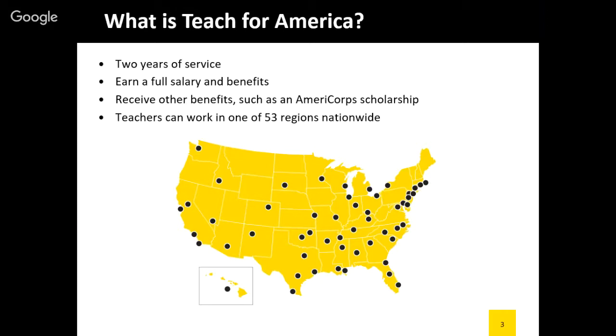So, Teach for America is an education nonprofit organization that takes recent college graduates and places them in inner-city, high-poverty schools for 2 years. For their 2 years of service, they'll earn a full salary and benefits, receive other benefits such as an AmeriCorps scholarship, and teachers can preference any one of the 53 regions nationwide. Now, when they preference, they'll preference top 5. And that's how I was able to develop the data.